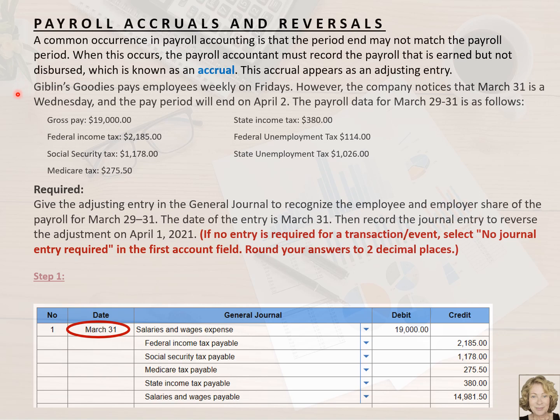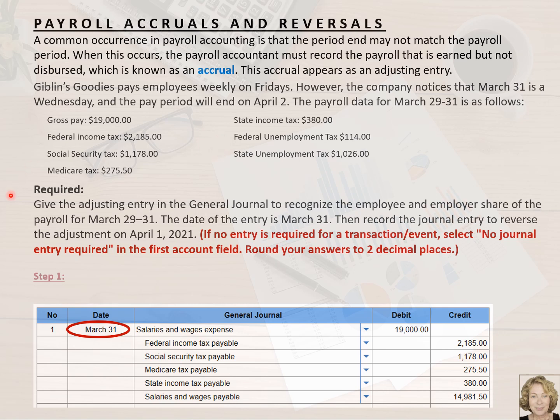Giblin's Goodies pays employees weekly on Fridays. However, the company notices that March 31st is a Wednesday and the pay period will end on April 2nd. The payroll data for March 29th to 31st are shown in this table. And gross pay is $19,000, federal income tax $2,185, Social Security $1,178, and Medicare $275.50, as well as state income tax $380, FUTA $114, and SUTA $1,026.